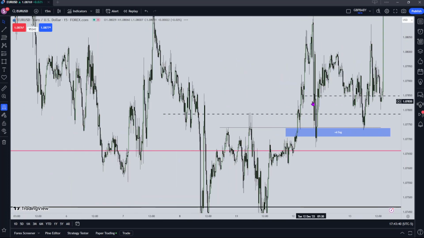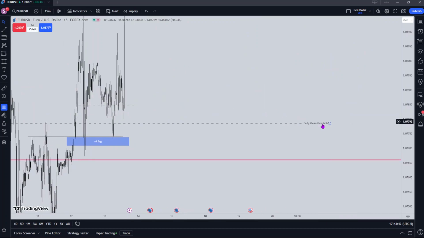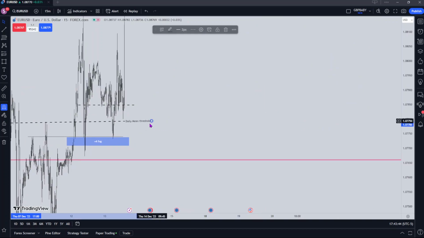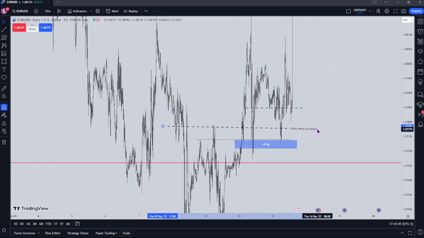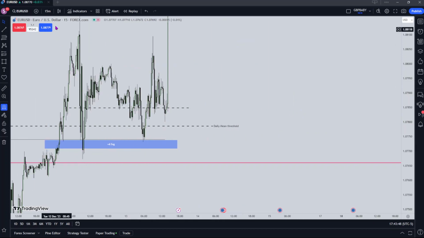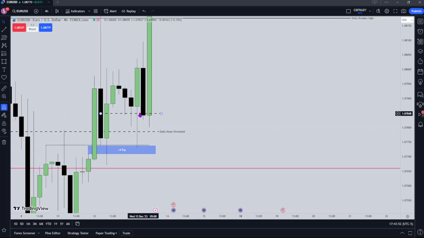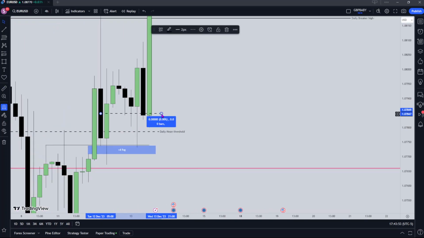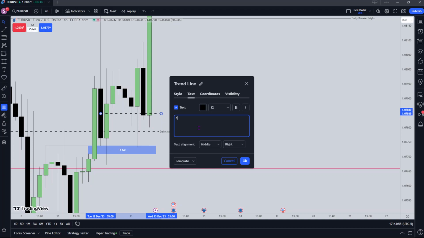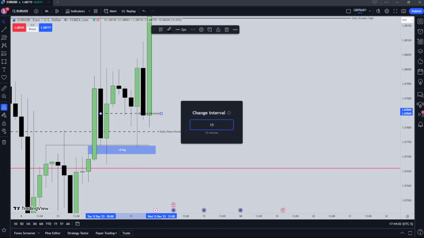And what are these dashed lines? I have a lot of dashed lines here, guys. Let's see. Right, so this is where we start looking at our daily PD arrays. I don't know what that dashed line is. Let me just look at that. That's the 4 hour mean threshold. Right, let's get that written out as well. 4 hour. So we're going to go back down to the 15 minute.